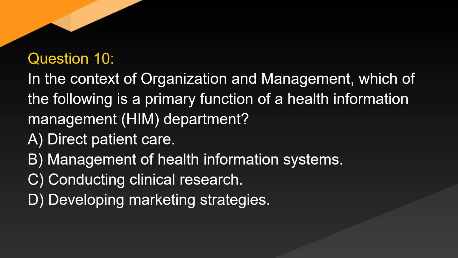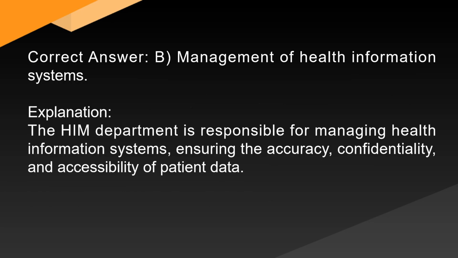Question 10. In the context of organization and management, which of the following is a primary function of a health information management (HIM) department? A. Direct patient care. B. Management of health information systems. C. Conducting clinical research. D. Developing marketing strategies. Correct answer: B. Management of health information systems. Explanation: the HIM department is responsible for managing health information systems, ensuring the accuracy, confidentiality, and accessibility of patient data.